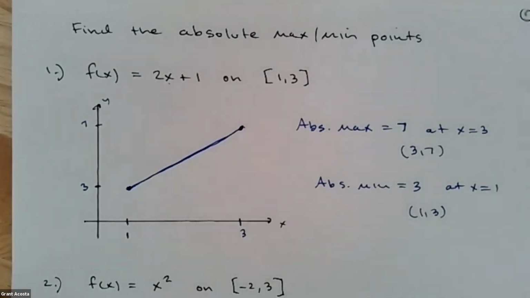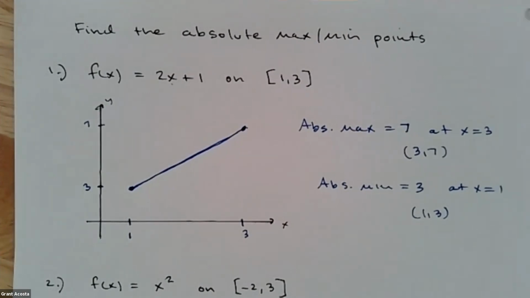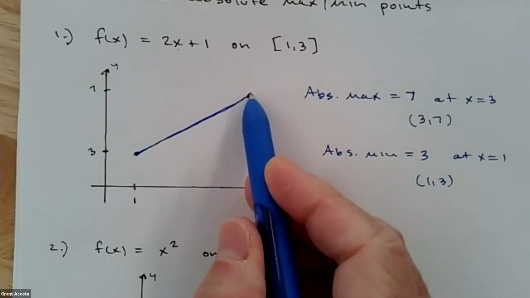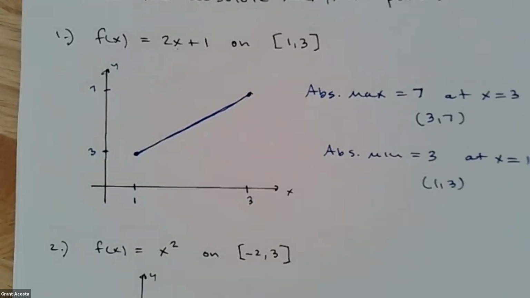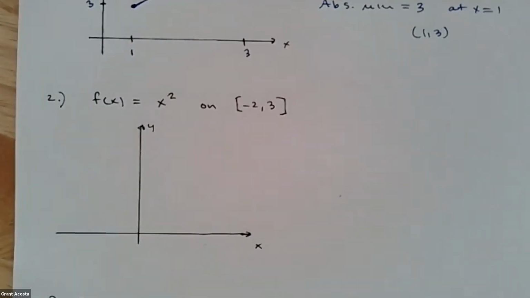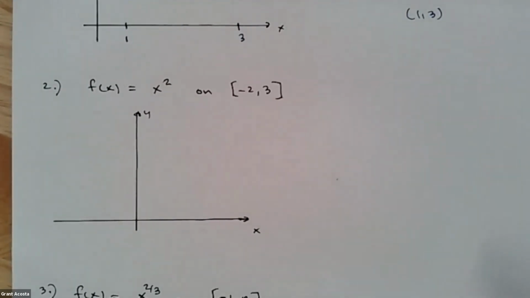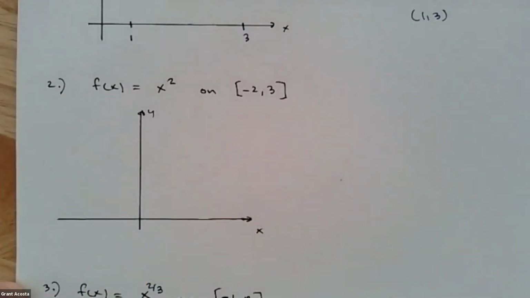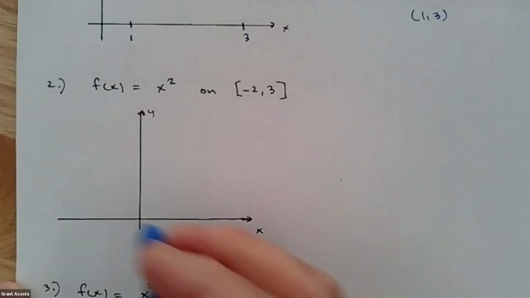The idea though is that we're going to be given functions that you probably won't want to graph. They're going to be ugly, and so we need to think about how we can tell where our absolute max and min points are without resorting to the graph. But let's just start with this. What I want you to note here is my absolute max occurred at one of my endpoints, and my min occurred at the other endpoint. That makes sense. Okay, how about something like f of x equals x squared on the interval from -2 to 3? That's just our parabola, right?